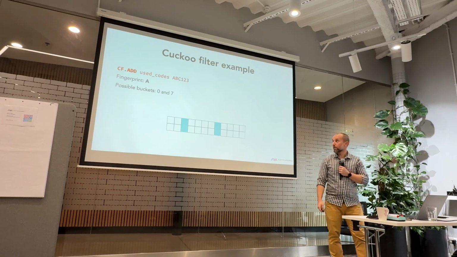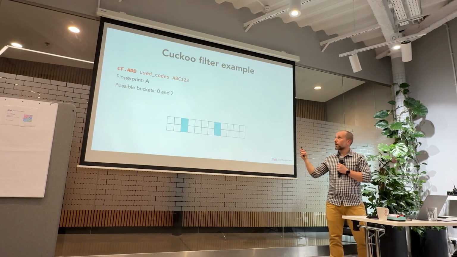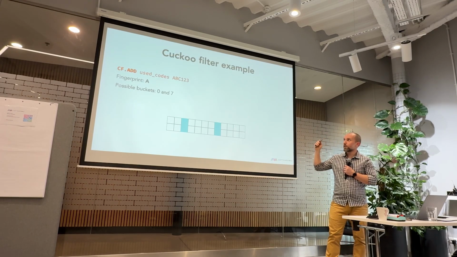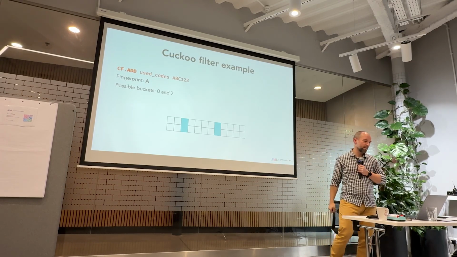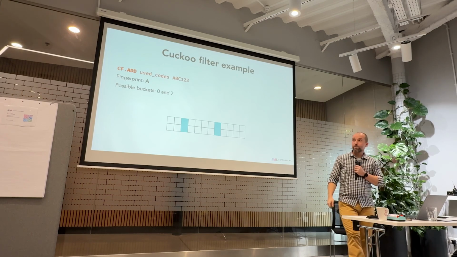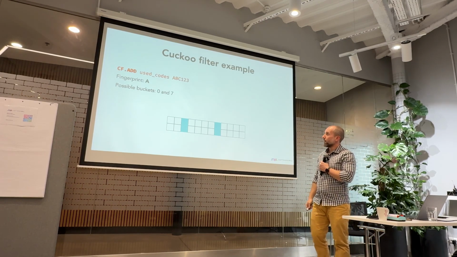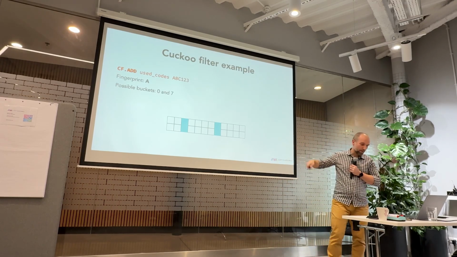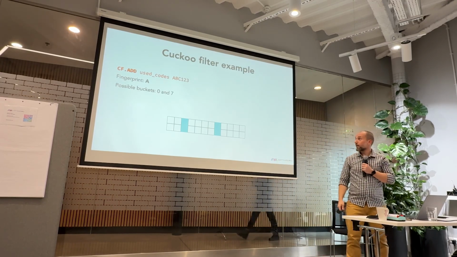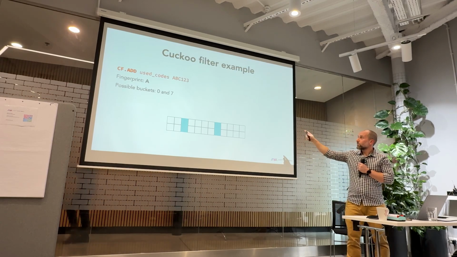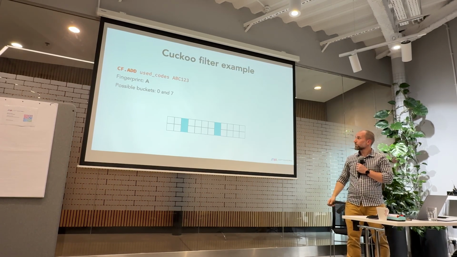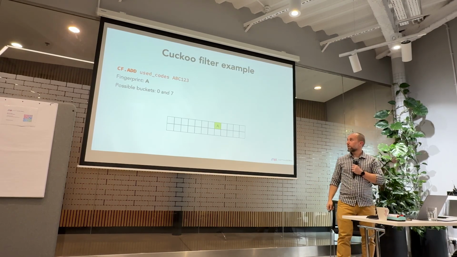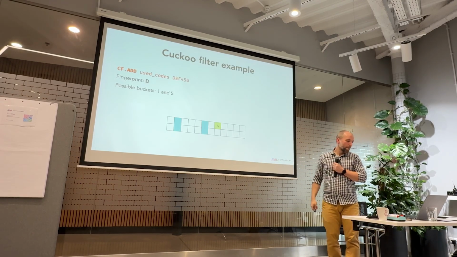Let's see how it works in practice. Let's say we again want to add ABC123. For the sake of simplicity, let's pretend the fingerprint is the first letter of the code. So the fingerprint is A. Possible buckets are 0 and 7. It should be 1 and 7 probably. Again, I messed up with the numbers. Anyway, these are the 2 indices that we got from the hashing functions. So we put the A in one of these two buckets.